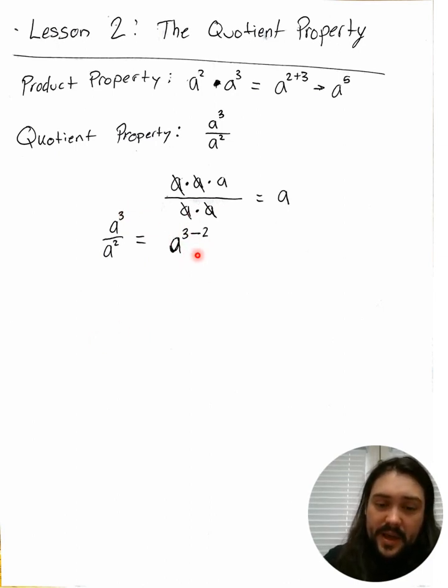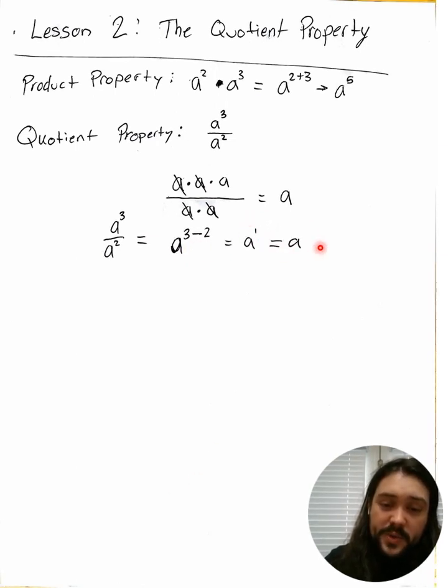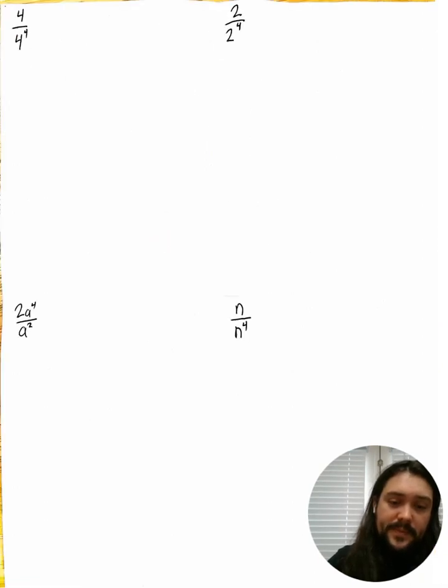All right, so 3 minus 2 is just 1. So we have a to the 1, which we know is just a. And that's it. That's the quotient property. So it's just the exact opposite of the product property shown right here. Again, product property, you combine the bases and add the exponents. Quotient property, combine the bases and subtract the exponents. So let's take a look at some of these examples.